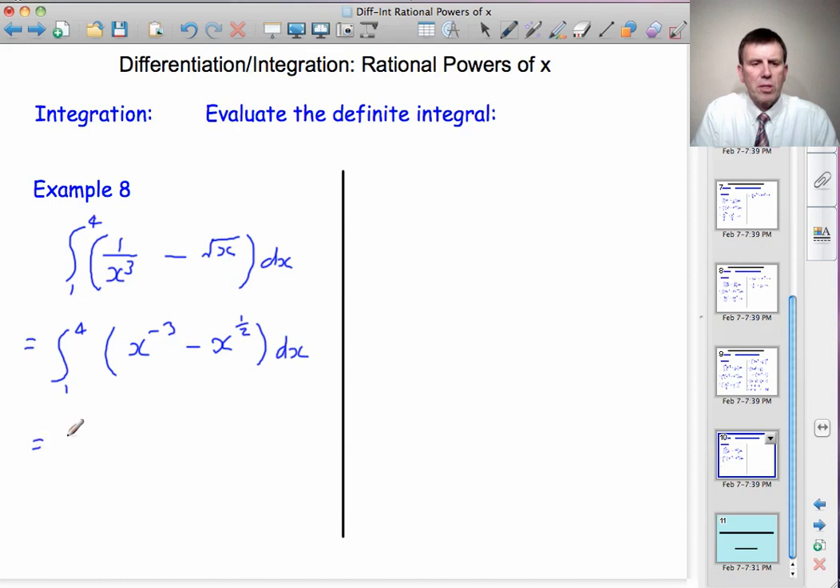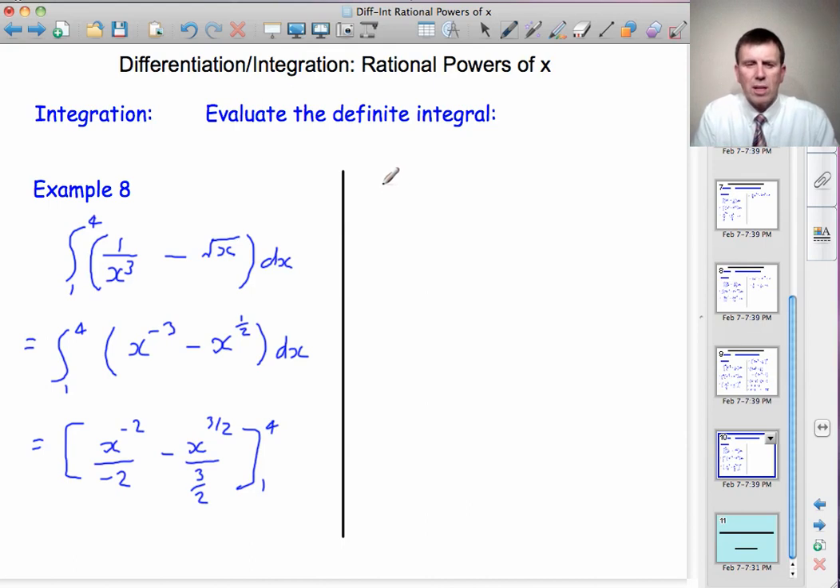Now perform the integration. Integrate x to the minus 3, and we get x to the power minus 2, raising the power by 1, divide by the new power minus 2. Integrate minus x to the 1/2, and we get minus x to the 3 over 2, 1 more than the 1/2, divide by the new power 3 over 2. And the limits 1 and 4.